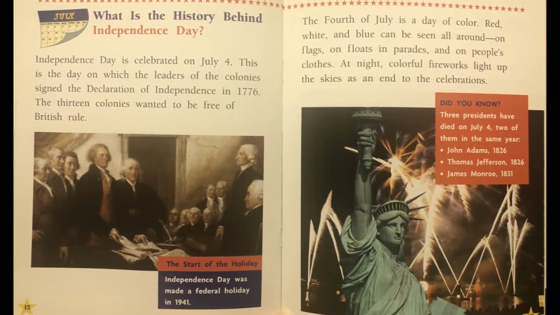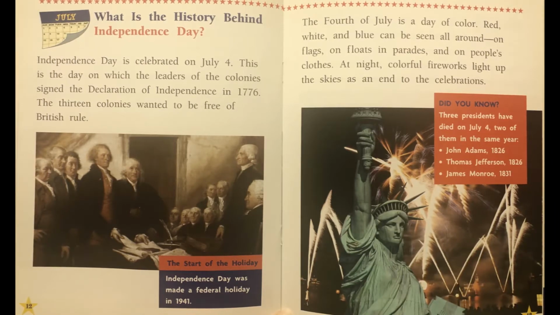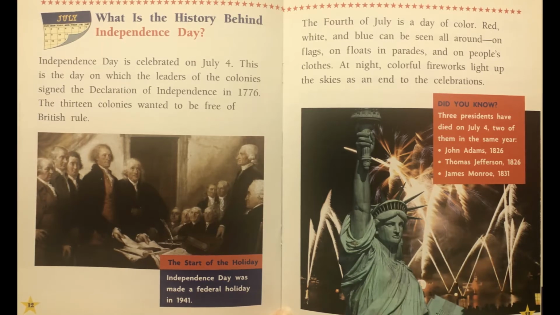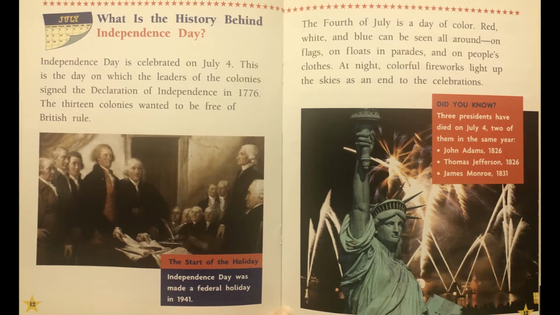The 4th of July is a day of color. Red, white, and blue can be seen all around, on flags, on floats and parades, and on people's clothes. At night, colorful fireworks light up the skies as an end to the celebrations.